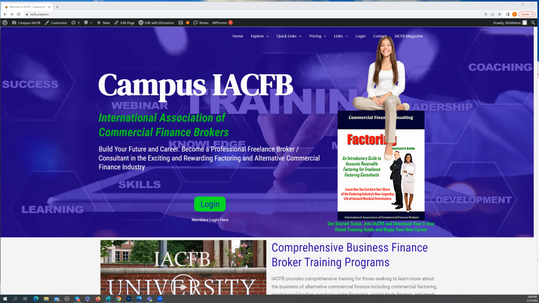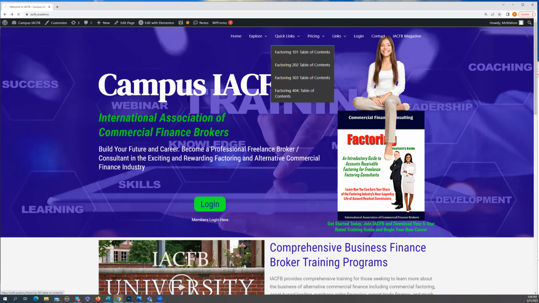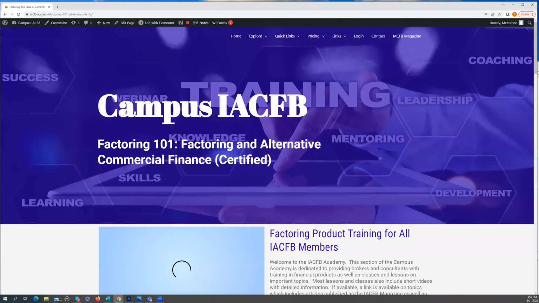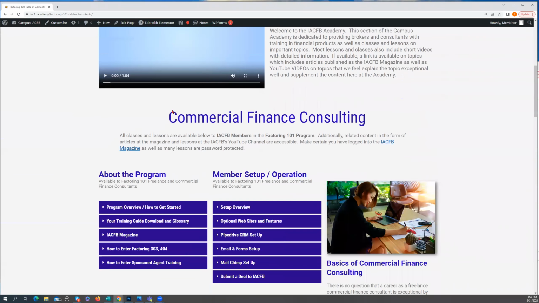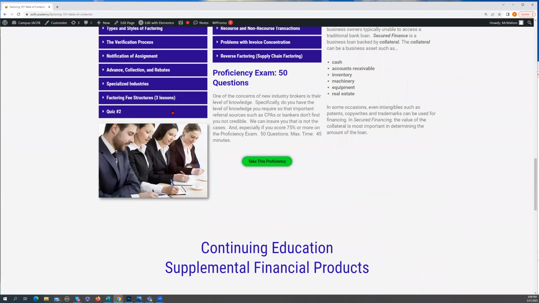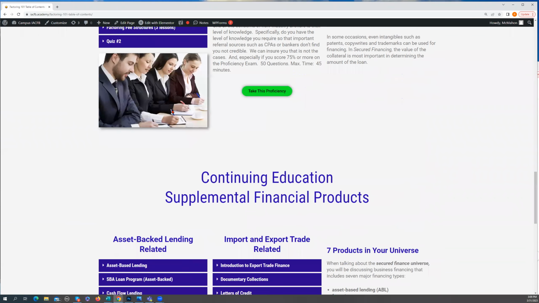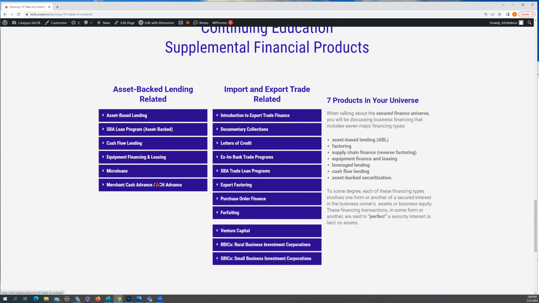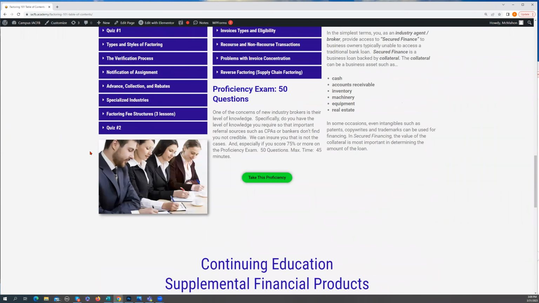Now, in training at the campus, we do a lot of training for factoring and asset-based lending, but we also give you training for merchant cash advances and ACH advances. So we do give you training in this, although most of our brokers don't do too much work in that area. We do touch on that, and we do give you some training.